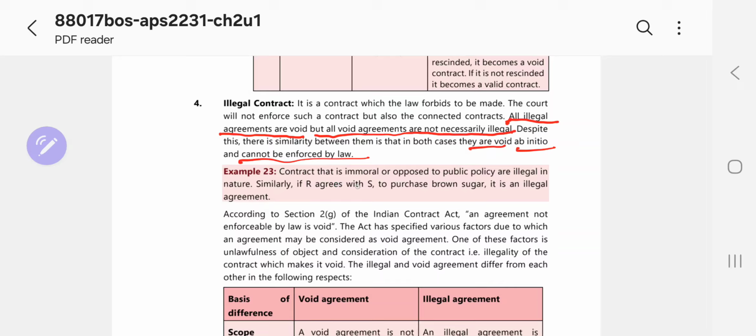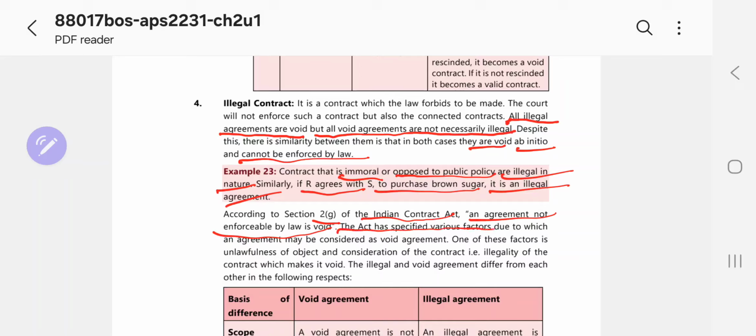For example, a contract that is immoral or opposed to the public interest or public policy is illegal in nature. Similarly, if R agrees with S to purchase brown sugar, it is an illegal agreement. Or if R agrees to purchase drugs, then it is an illegal agreement. Okay. According to Section 2(g) of the Indian Contract Act, an agreement not enforceable by law is void.